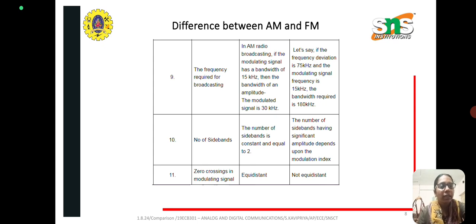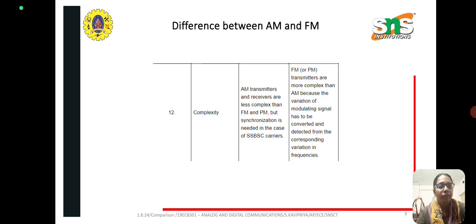And the zero crossings of the modulating signal are equidistant in case of AM. It is not equidistant in case of FM. And for complexity, AM transmitters and receivers are less complex than FM and PM. But synchronization is needed in case of double sideband suppressed carrier. Whereas FM or PM is more complex when compared to AM because the variation of the modulating signal has to be converted and detected from the corresponding variation in the frequencies.